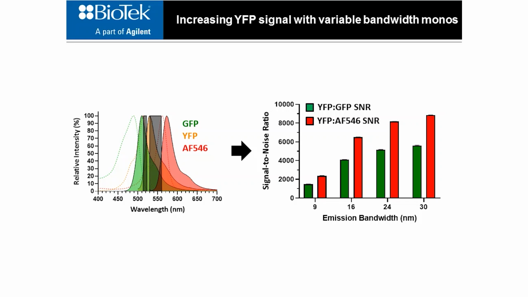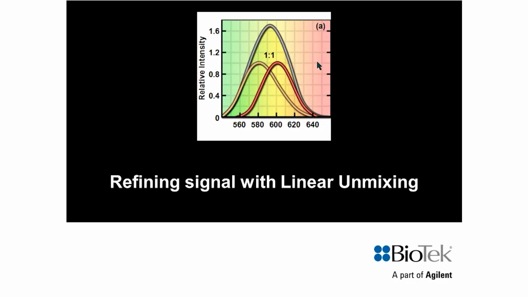In green, what we're showing is the signal-to-noise ratio of YFP relative to GFP, and in red is the signal-to-noise ratio of YFP relative to Alexa Fluor 546. So now that you've established your ranges for your excitation and emission filters, you can then refine your signal with linear unmixing.